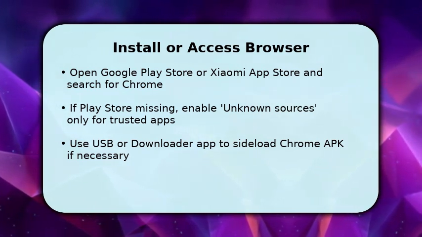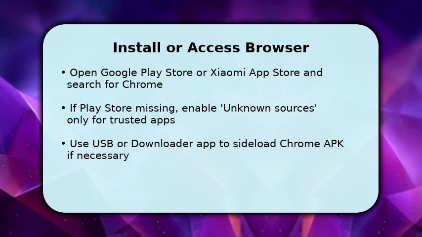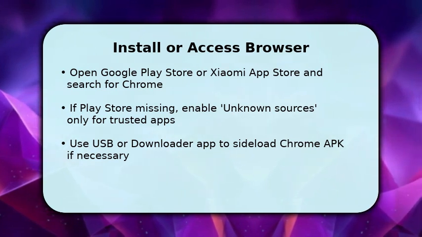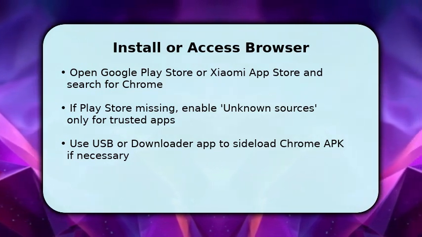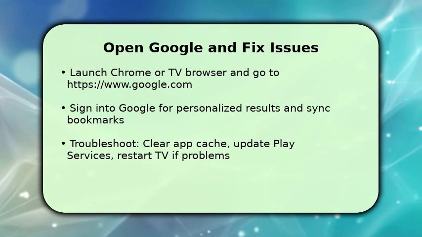Once installed, the browser will appear under Apps. This step gives you a full-featured interface to navigate to Google. Finally, open Chrome or the TV browser and type Google.com to load the site.